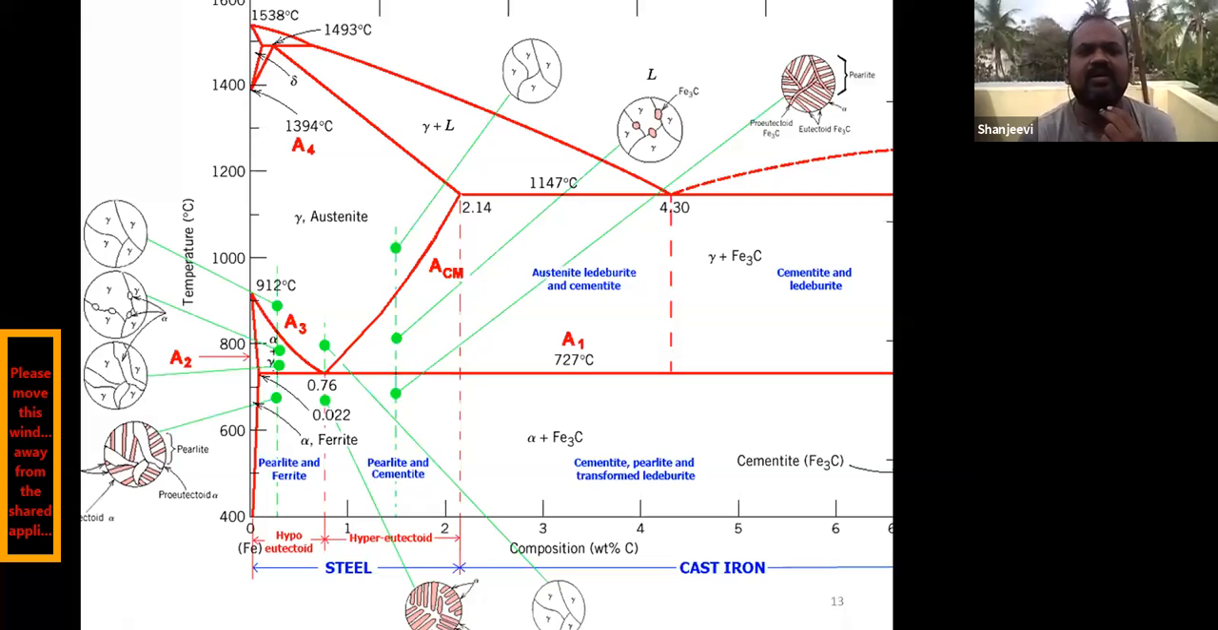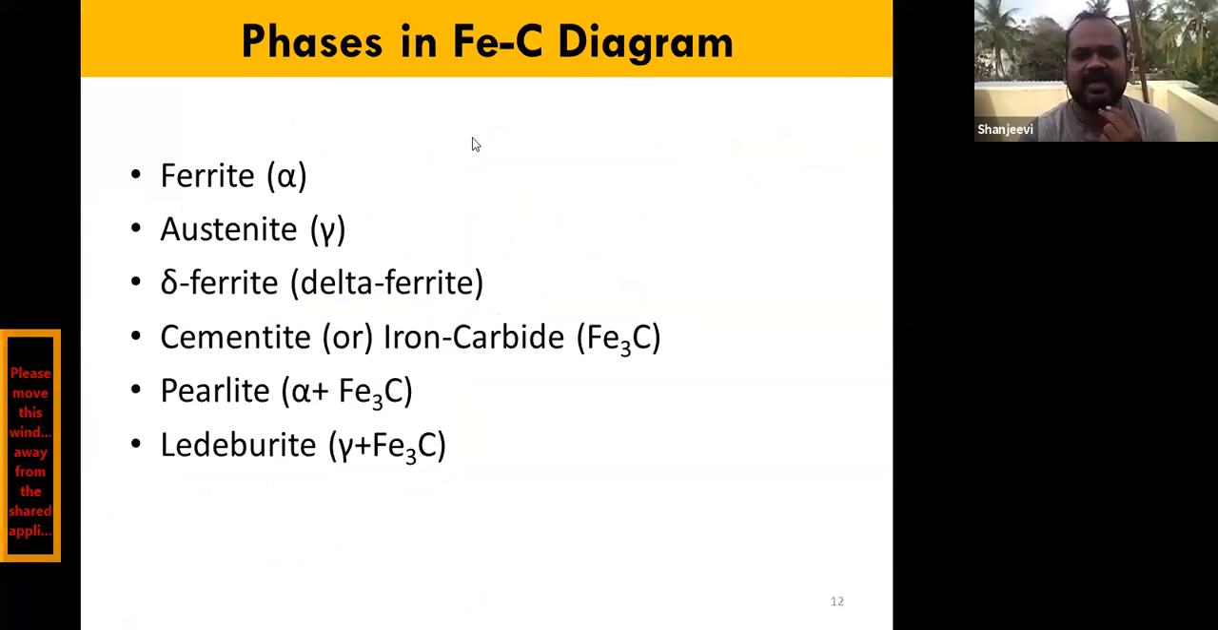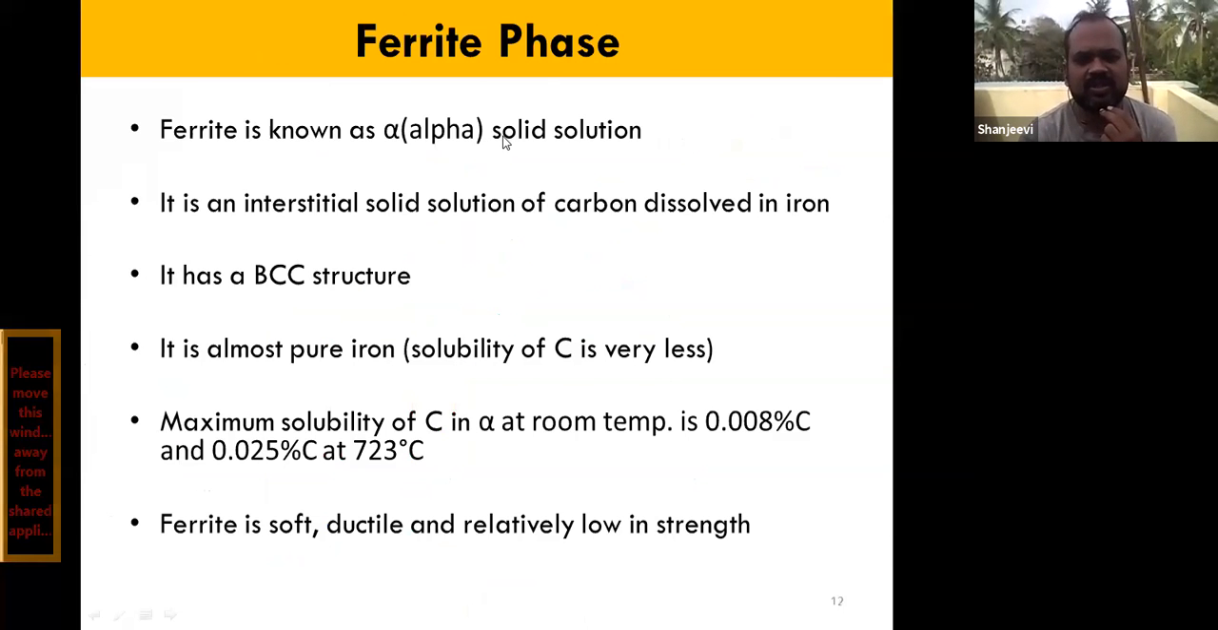Now I will show that one. Ferrite is an alpha solid solution, body-centered cubic structure. So pure iron. Carbon is very low, so it is pure iron.